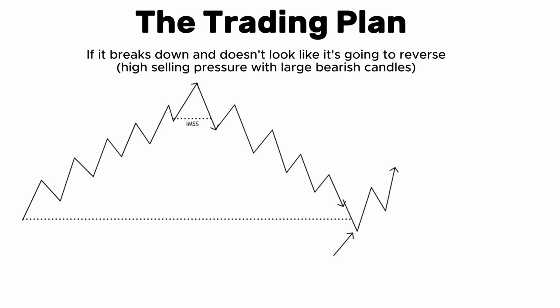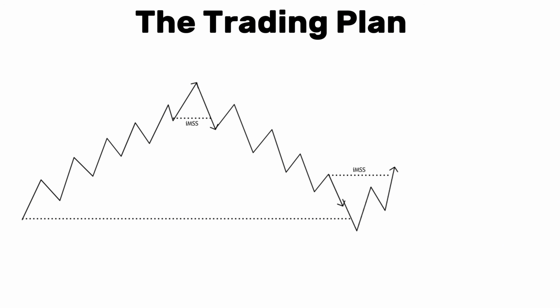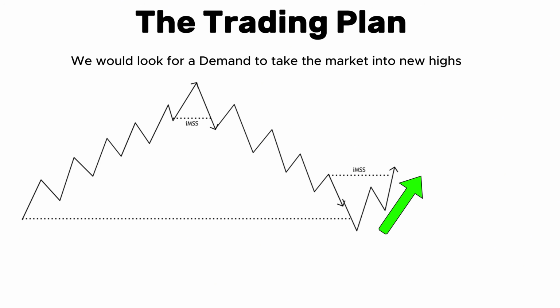If the price breaks down aggressively and doesn't look like it has strength to recover back up, then this would more than likely be a market structure shift. But if the price breaks down and quickly reverses back up, well, this shows a high probability that this move was a trap or a liquidity sweep. In this case, the market might soon push to the upside, moment where we would look for a demand zone to buy from in order to move the market into new highs.